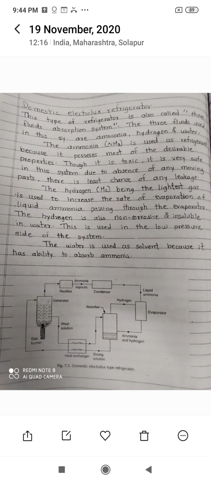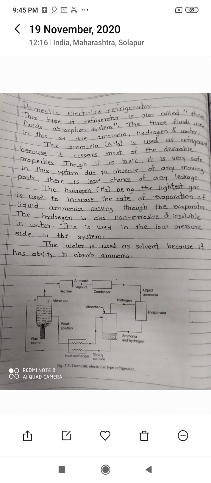The main advantage of this system is that there is no moving part. Due to that, there is no chance of leakage, there is no noise, and the maintenance is low. The hydrogen gas only circulates from the absorber to the evaporator and back. The hydrogen is only used to enhance the rate of evaporation of ammonia. The whole cycle is carried out entirely by the gravity flow of the refrigerant. So this is the simple domestic Electrolux refrigerator, or this system is also called a three fluid vapor absorption refrigeration system.